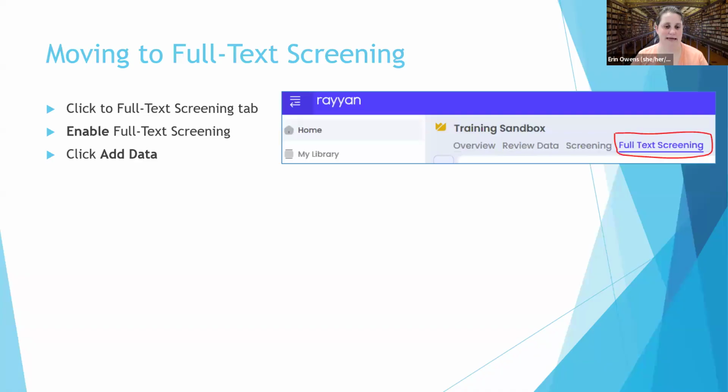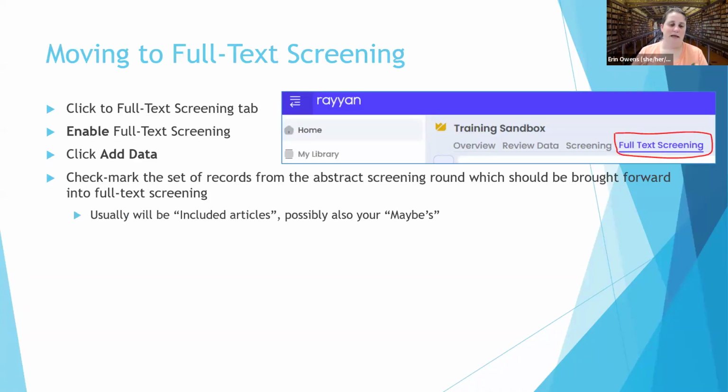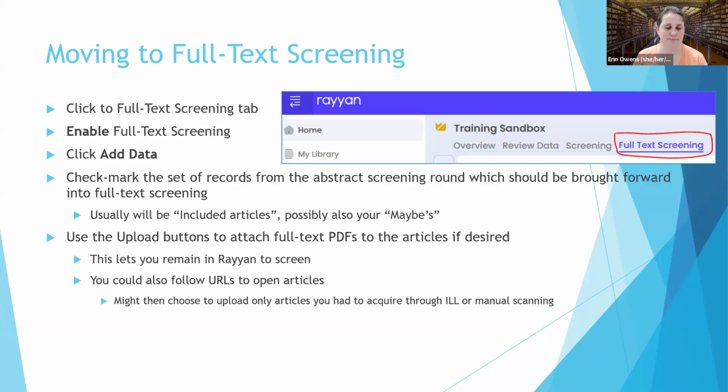We will need to enable our full text screening. We'll tell it to add data, and we'll mark whatever sets of records we want to move from the abstract screening round. Definitely that's going to be anything we marked included. And then if we want to also include maybes, we'll mark include and maybe and import those citations.